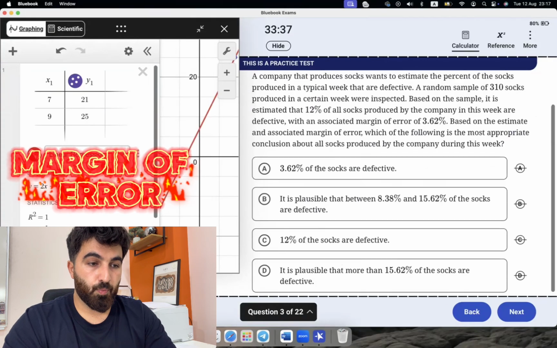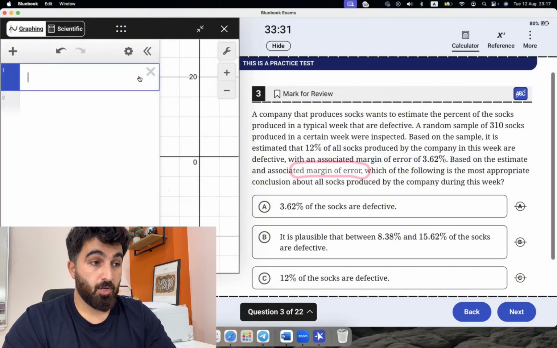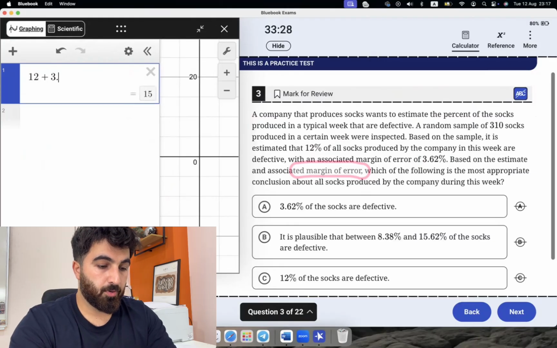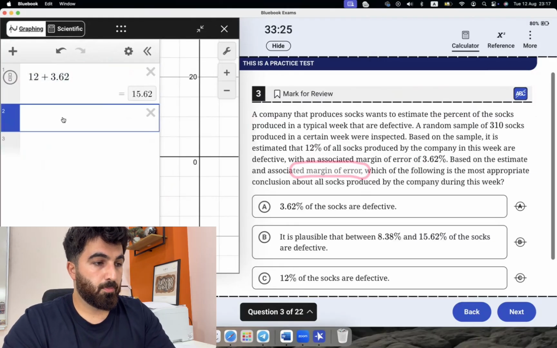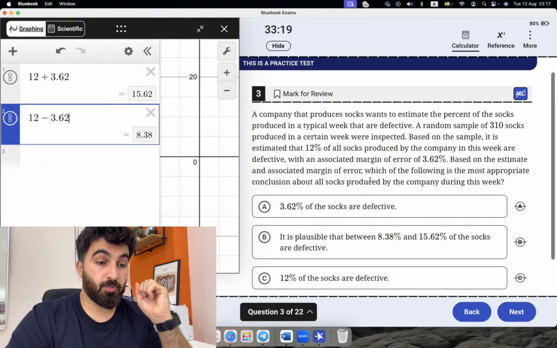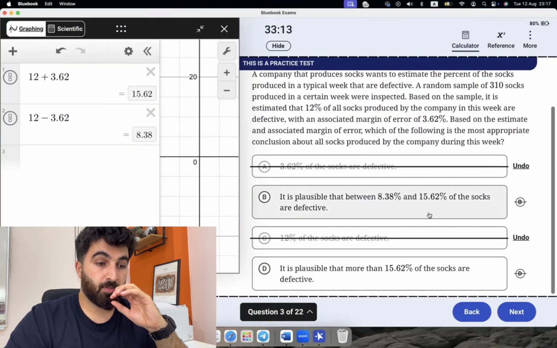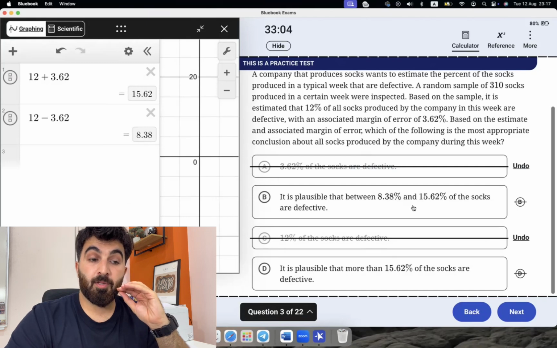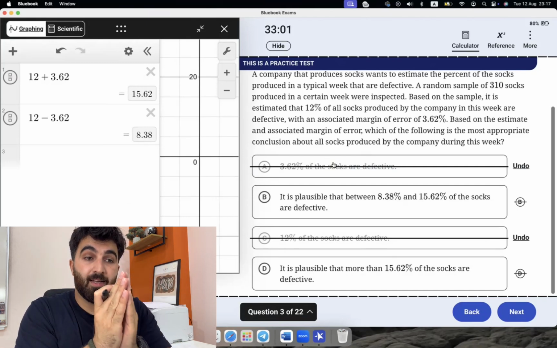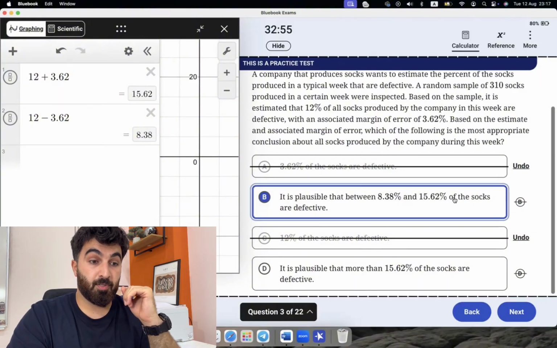Next question. Oh, well, that's a good question. Look, it is 12% with a margin of error of 3.62. So it will be 12 plus 3.62 and 12 minus 3.62. So our numbers range between 8.38 and 15.62. The answer is not probably this one or this one. It's plausible that it's between this and the subs are defective. Like margin of error, in that interval, we call it a confidence interval. It's plausible that it's between that interval.